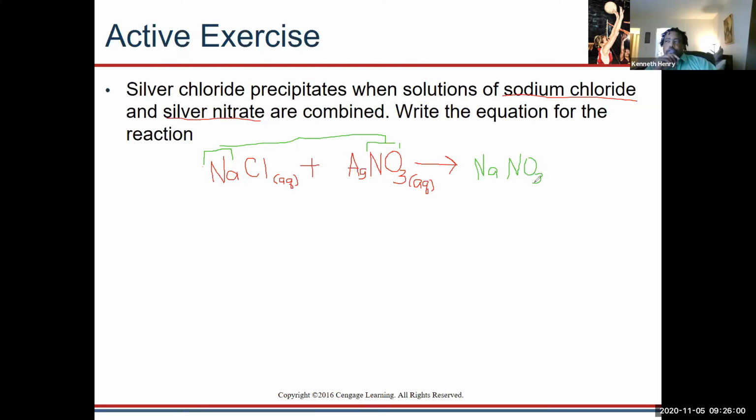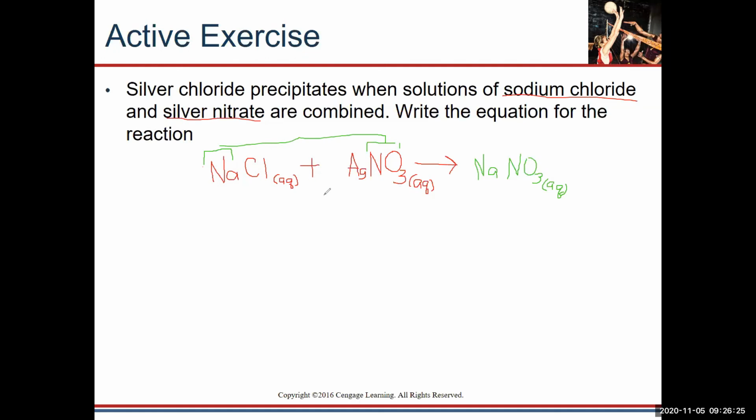So I'm just going to give you this so that you guys know. Anytime that you have something paired up with nitrate and it starts in an aqueous solution, it's going to end up in an aqueous solution. So it'll never form a precipitate. Okay, Diego, so then what must be my other product?